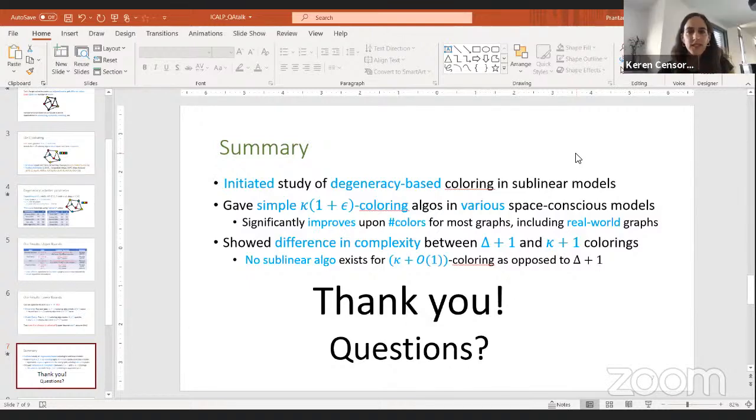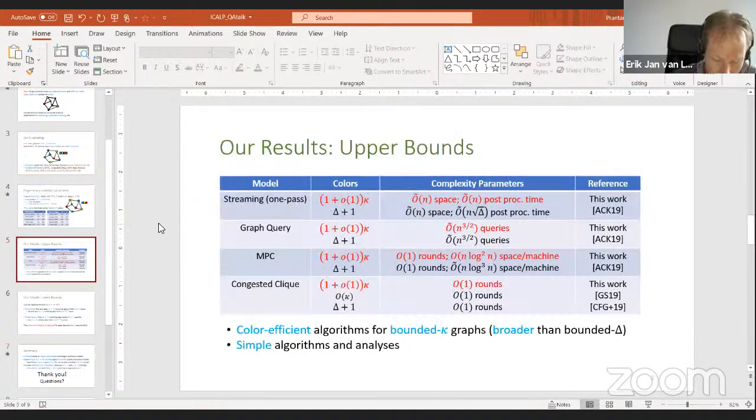Any more questions? I think I saw in your set of results that you also have some results in a query model. And I'm wondering what your results there were. I think you have some bound on the amount of queries that you can do there. But does this also take into account what kind of queries those are? And do you also take into account computation time in this model?